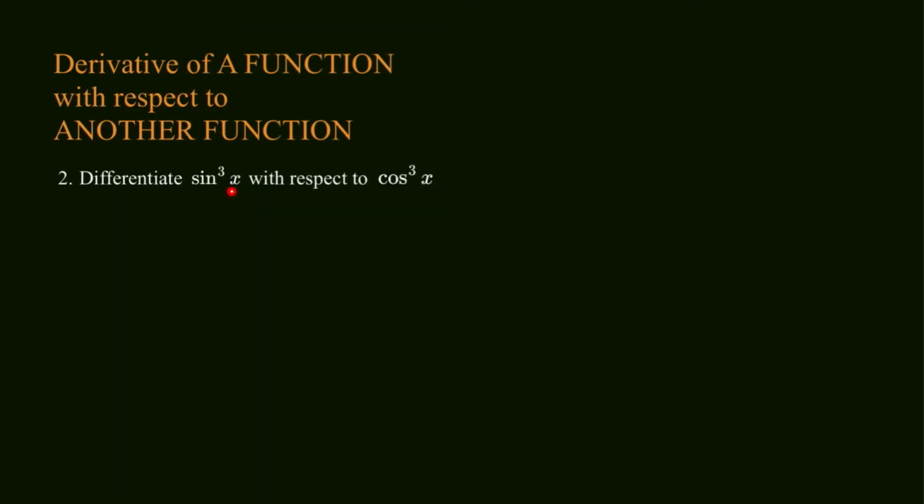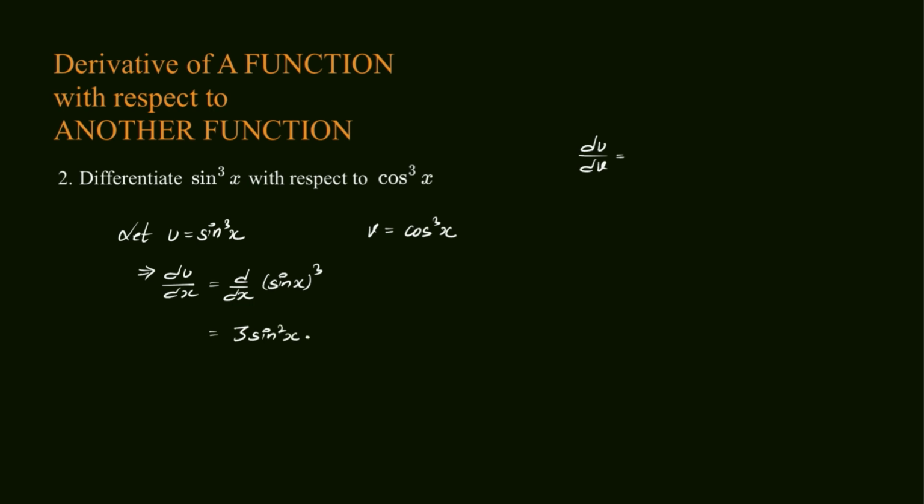Question number 2, we have to differentiate sin cube x with respect to cos cube of x. So assuming the first function as u and the second function as v, I have to find du over dv. Since u is a function of x, differentiating both sides with respect to x, we will have du over dx equals d/dx of sin x whole cube. And d/dx of x cube is 3x square, so I will have 3 sin square x, and by the chain rule I have to differentiate sin x also. So d/dx of sin x is cos x.